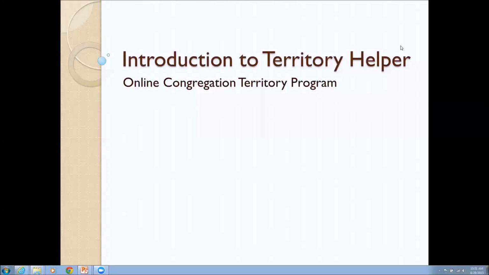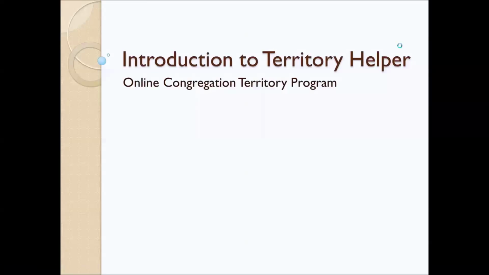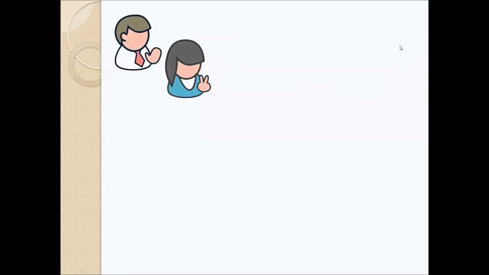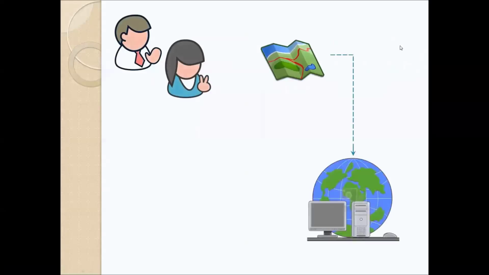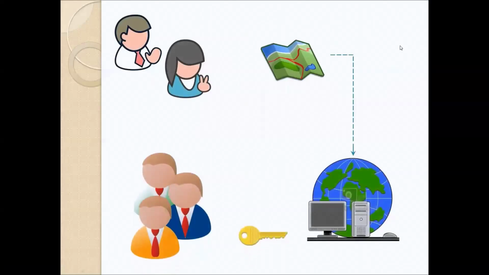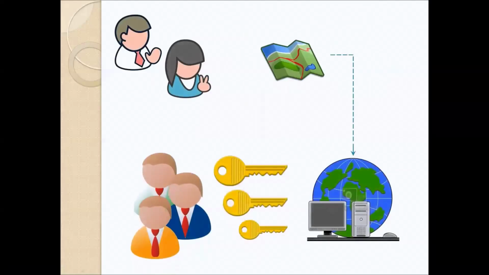Welcome to the training video, Introduction to Territory Helper, an online tool for requesting and managing congregation territories. This lesson will take about 11 minutes to complete. This provision is made available to all publishers who want to request territories of their own. All appointed brothers have various levels of administrative access to the tool to assist publishers in obtaining territory.